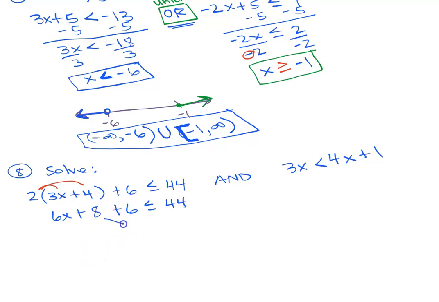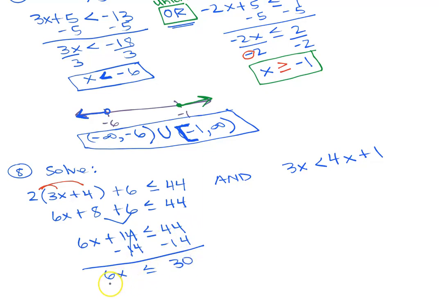Okay, now I see I have some like terms I can combine together, so I'm going to do that. So 6x, and then the 8 plus the 6 is 14. All right, it's still less than or equal to 44. I'm trying to get x by itself, so let's subtract that 14 over first. So 6x is less than or equal to 44 minus 14, which is going to give us 30.